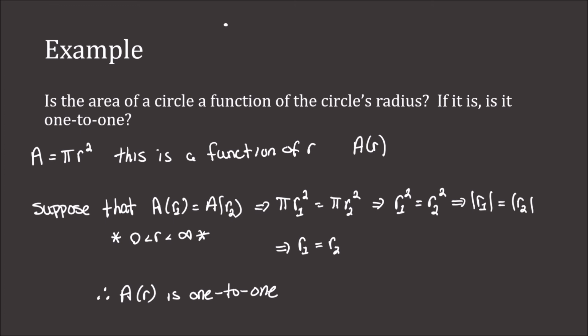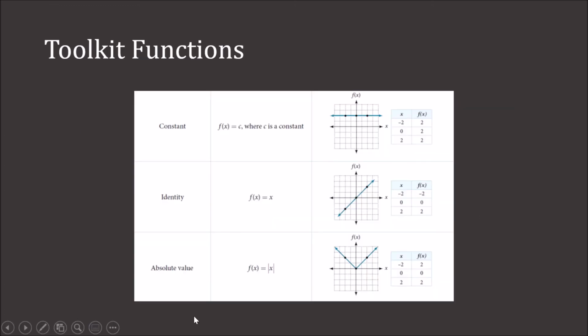We conclude this lesson by looking at what's known as the toolkit functions. So we have what's known as the constant function, which is simply f of x equals c, where c is a constant. Its graph is a horizontal line. Notice that this is not 1 to 1, right? It fails the horizontal line test. The next is the identity function, which is f of x equals x. This is just the straight diagonal line that goes through the origin that has slope 1. Now this is 1 to 1.